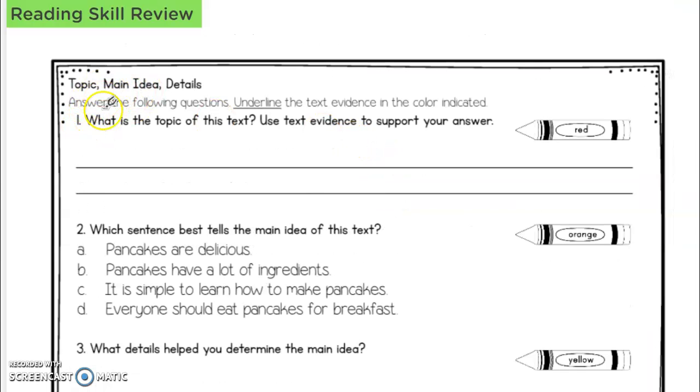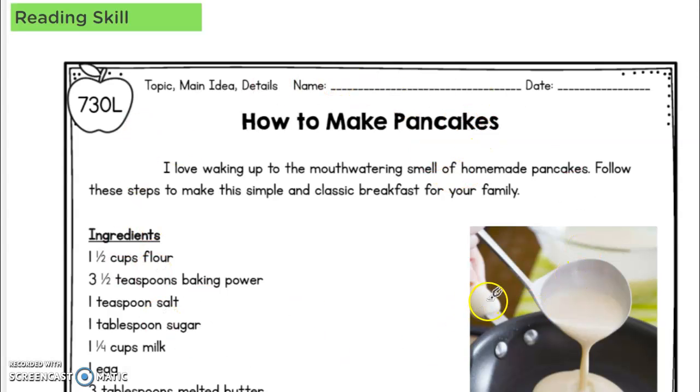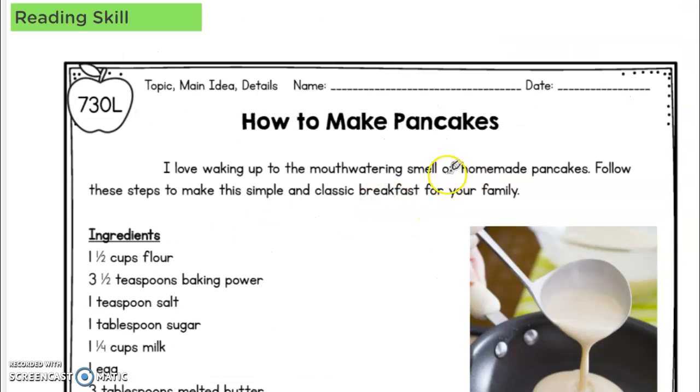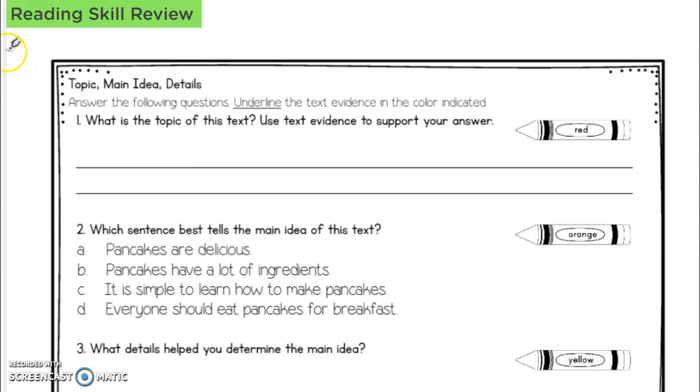Now our first question is, what is the topic of this text? Why did the author write this text? What are all of the steps telling us how to do? It is all about pancakes. So go ahead and type out our complete sentence.